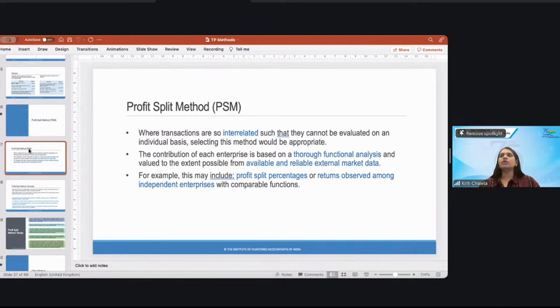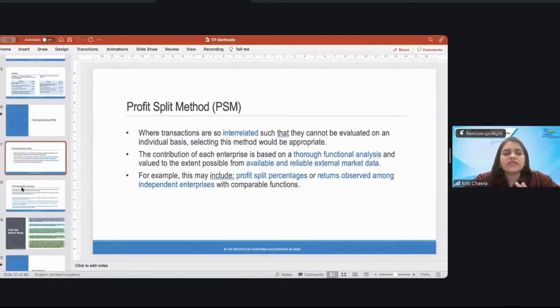So in this particular method, what you do is, through the entire transaction, which obviously is put together, you undertake a functional analysis. You try to ascertain what the profit split percentage is, and how independent parties, if they were undertaking this kind of transaction, would have split the profits. And that is basically called the profit split method. This method is a little technical. It's only used in case of, as I mentioned, unique intangible situations.